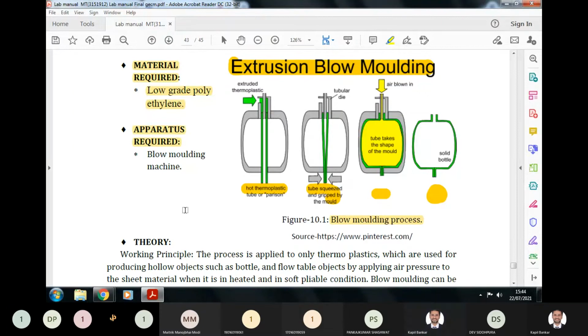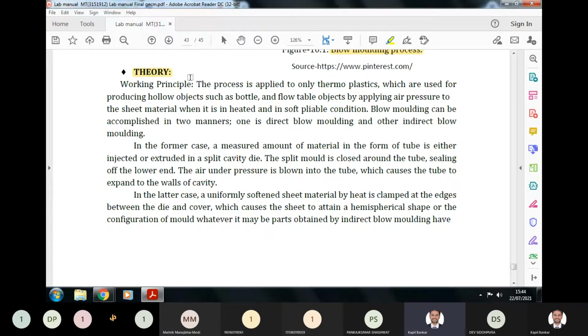The blow molding process theory, the working principle: the process is applied only to thermoplastics. So where can you apply this process? You can apply this blow molding process on any thermoplastic product, which are used for producing hollow objects such as bottles and floatable objects by applying air pressure to the sheet material when it is in a heated, soft, pliable condition.